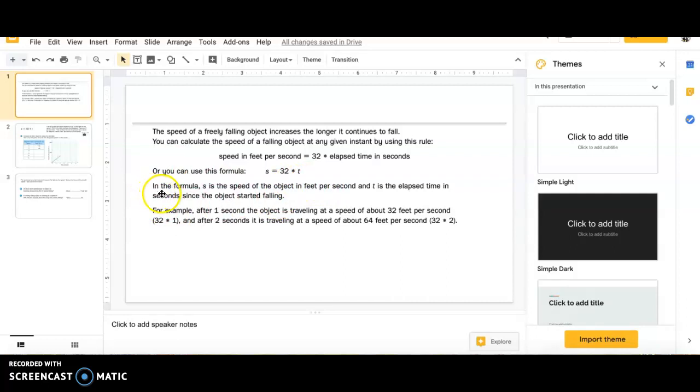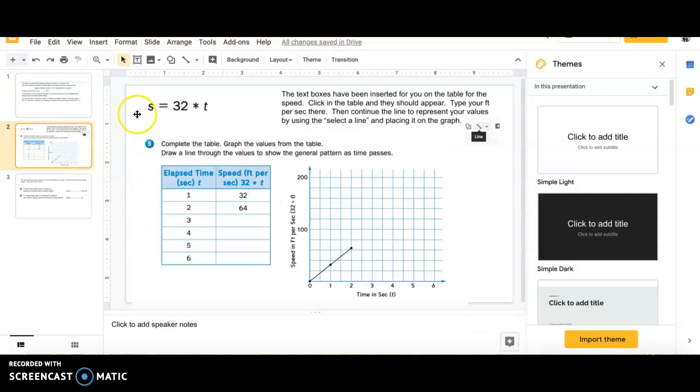In the formula, S is the speed of the object in feet per second, and T is the elapsed time in seconds since the object started falling. For example, after 1 second, the object is traveling at a speed of about 32 feet per second, 32 times 1. After 2 seconds, it's traveling at a speed of about 64 feet per second, 32 times 2. The next slide that's been created for you, you'll see that we've taken the formula from the previous page and placed it here for your convenience.